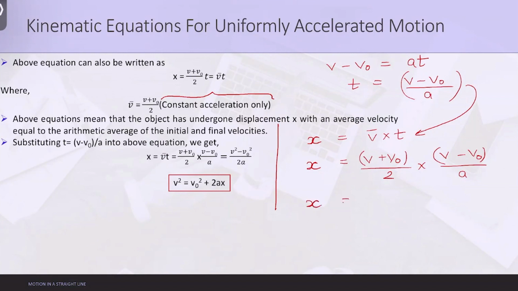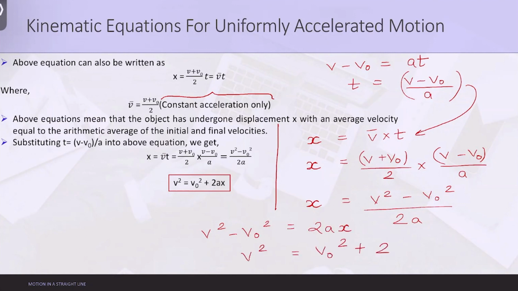Okay, so the numerator can be changed as a plus b into a minus b, which will give you v square minus v naught square by 2 into a. It changes to v square minus v naught square equal to 2ax, or we can write this as v square is equal to v naught square plus 2ax. And this leads us to the third kinematic equation, which is v square is equal to v naught square plus 2ax, or we can write this as v final squared is nothing but equal to v initial squared plus 2ax. Okay, so that is how we derived all three different kinematic equations.